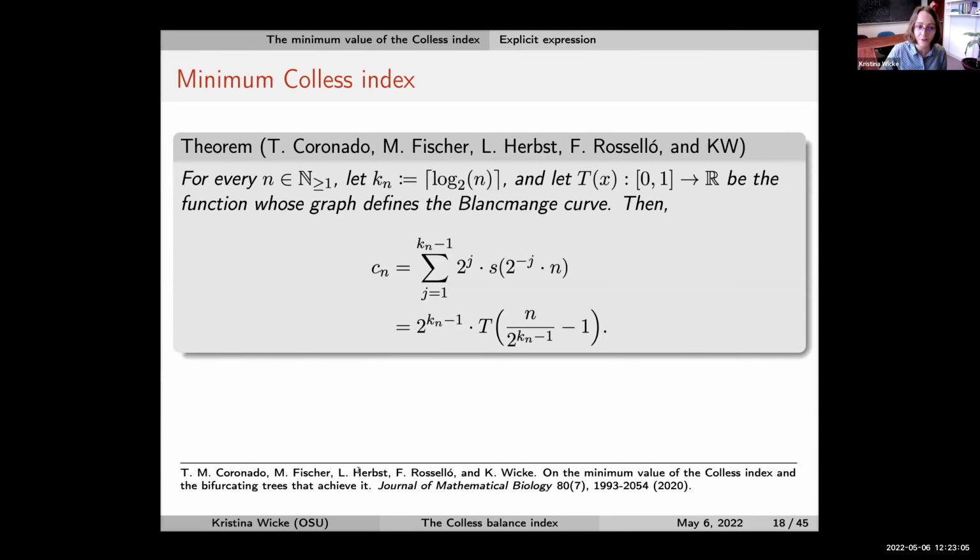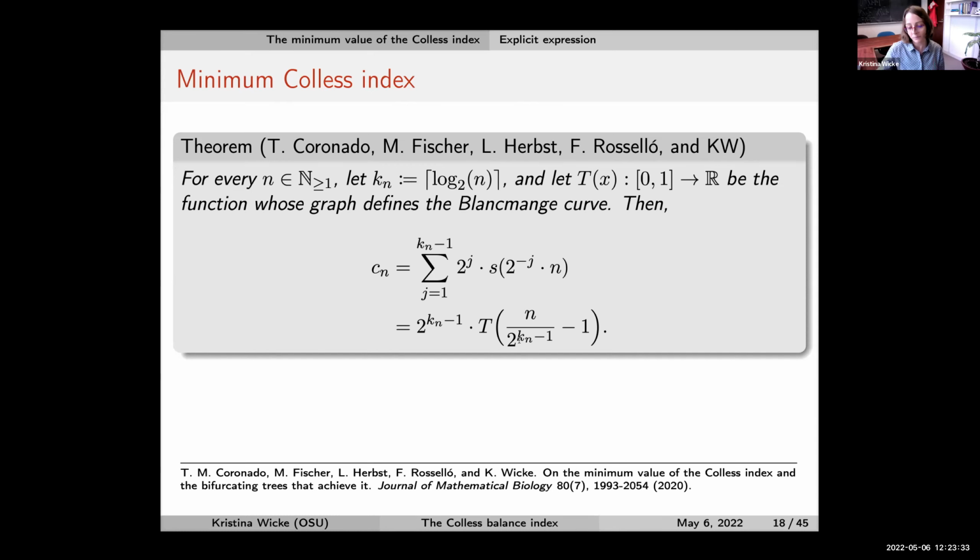then could show, and what gives an explicit expression for the minimum Colless index, is that if we let Kn denote the base 2 logarithm of n, rounded up, and we let T(x) denote the function whose graph defines the Blancmange or Takagi curve, then we could show that Cn is actually 2 to the Kn minus 1 times the Takagi curve evaluated at a certain point.